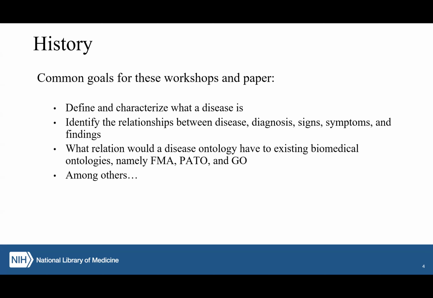And then in addition to that, they covered the type of relationship that a disease ontology would have to other biomedical ontologies that existed at the time. Back then, I think those were FMA, PATO, and Gene Ontology. And then there were several other goals of the workshop and paper. All of this ended up coming together in the first version of OGMS.